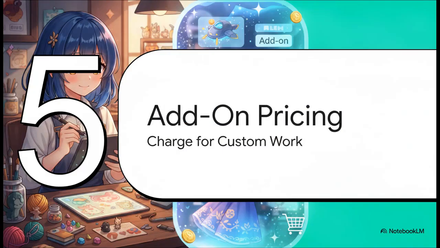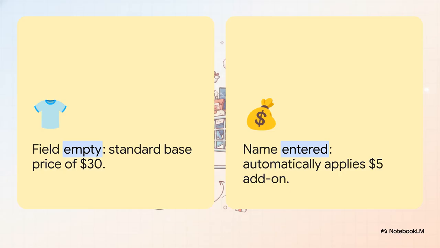Now for my favorite part, Section 5, Unlocking Add-on Pricing. This is absolutely huge. Let's look at a scenario with a sweater, where you offer an optional name embroidery. Say your base price is $30. In scenario 1, the buyer leaves that optional embroidery field completely empty, so they just pay the standard $30. But in scenario 2, they decide to enter the name Sarah. Automatically, a $5 add-on fee is applied, bringing their total to $35. And this brilliantly illustrates how add-on pricing for optional fields secures your base sales while effortlessly upselling customizations. And the best part? You don't have to lift a finger.